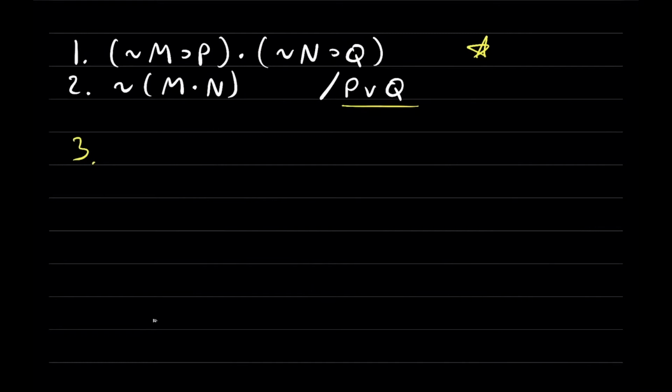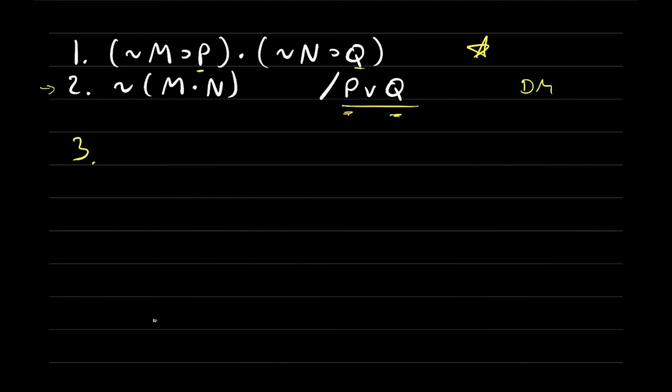I notice that line 2 right here kind of looks like De Morgan's rule. It's the negation of a conjunction. We could use De Morgan's rule on that. The other thing I notice is that the conclusion is a disjunction. We have P or Q, and those 2 terms appear right here in premise 1 as the consequence of the 2 conditionals that are conjoined together with that dot. So this is starting to look like a constructive dilemma.